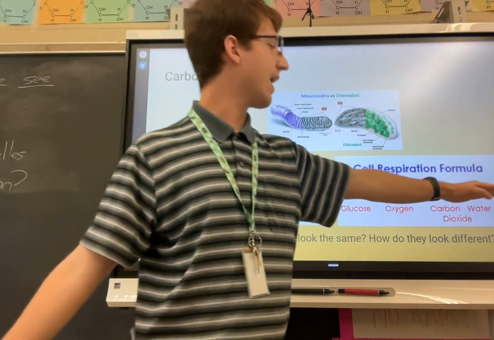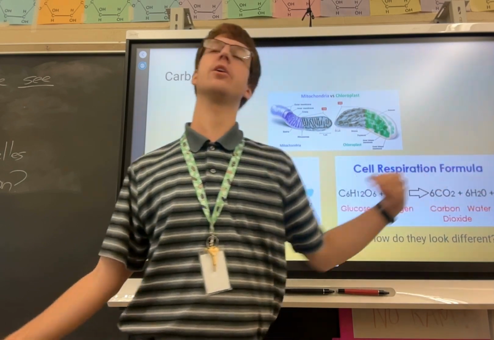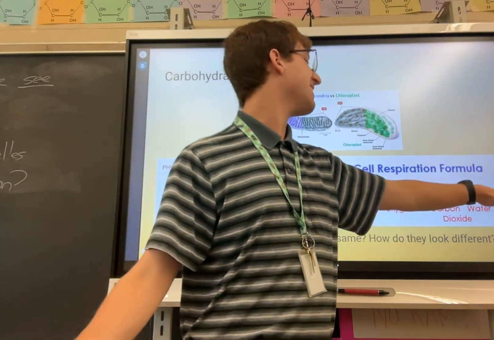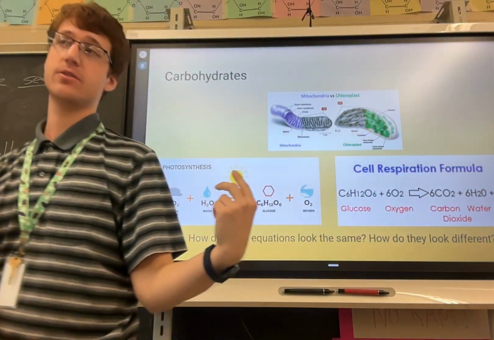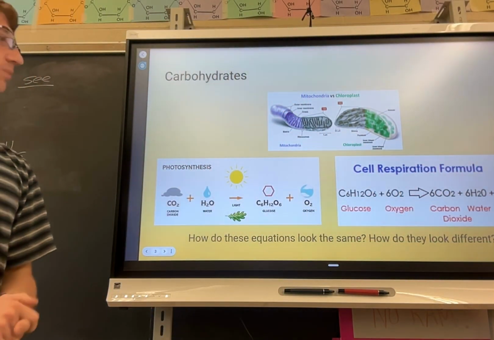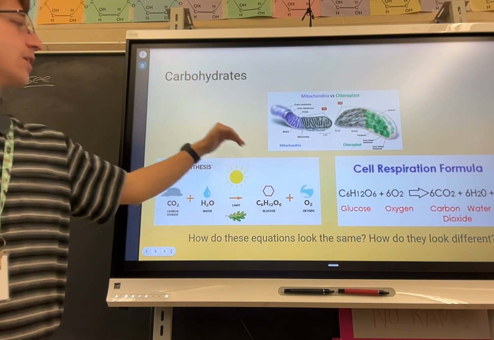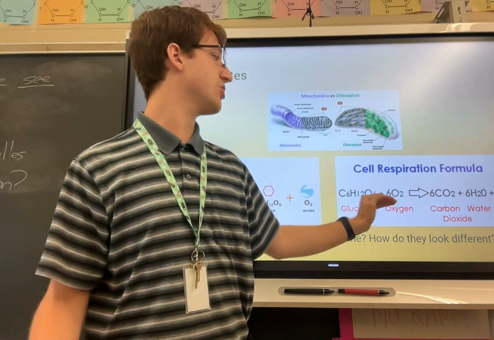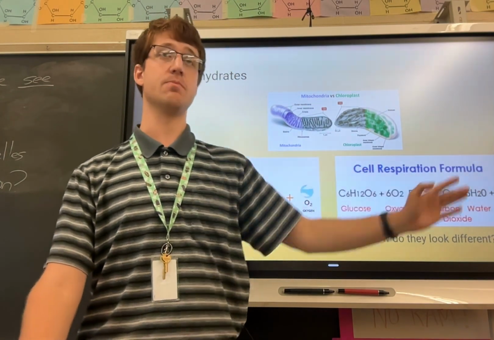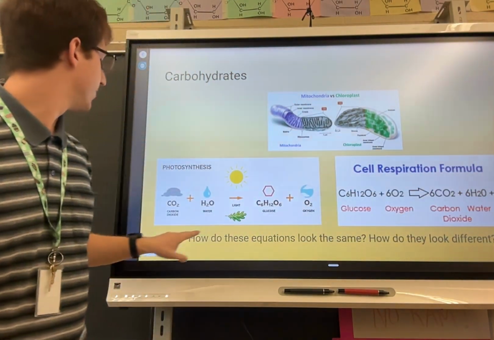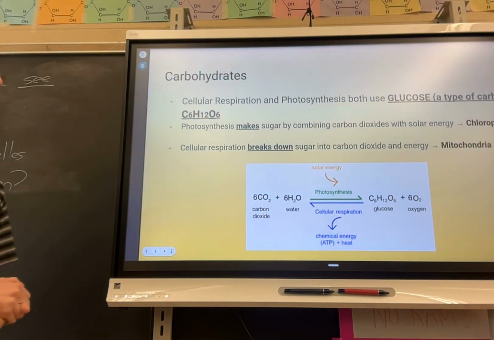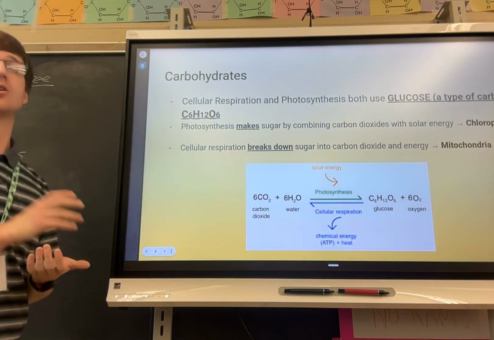On this side, we have this ATP molecule. We'll learn more about that next unit. But this is going to be the energy of the cell, this ATP. You can see that on this one, the light or the energy goes into the reaction to make the products. For cellular respiration, it is spit back out as a product. So, yeah, these reactions are both going to use carbohydrates.